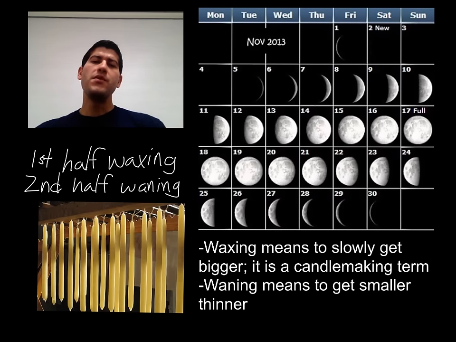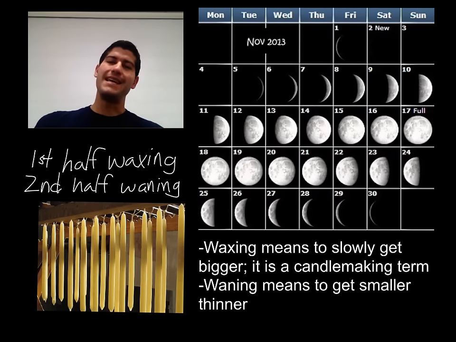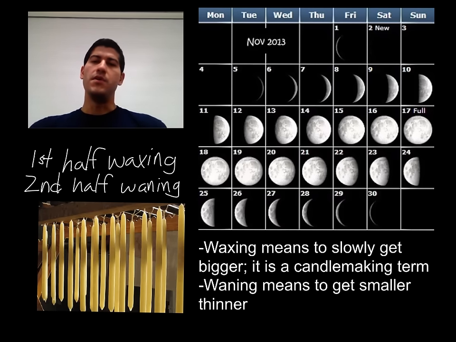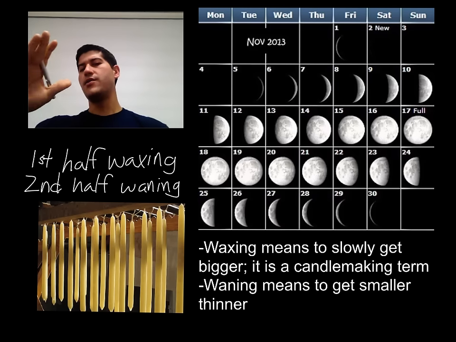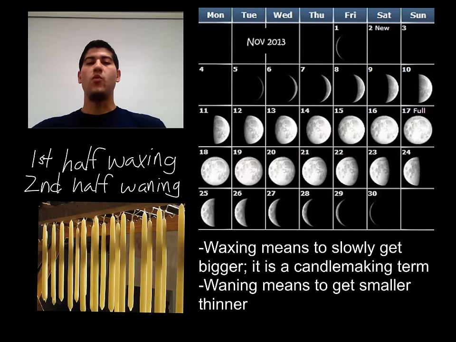Just remember, when the moon is waxing, it's the beginning of the lunar cycle. The moon is getting bigger, and you see it on the right-hand side. When it's waning, it's the second half of the lunar cycle. The moon is getting smaller, and it appears to be on the left-hand side.